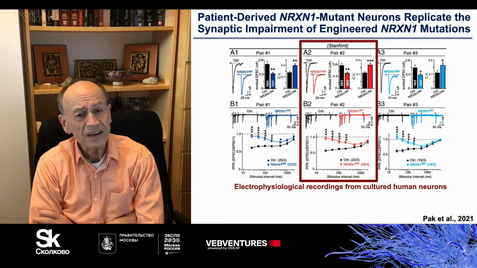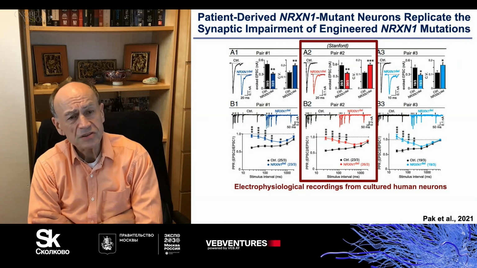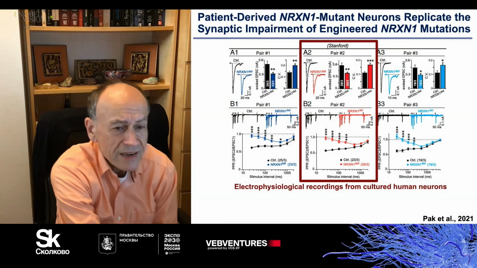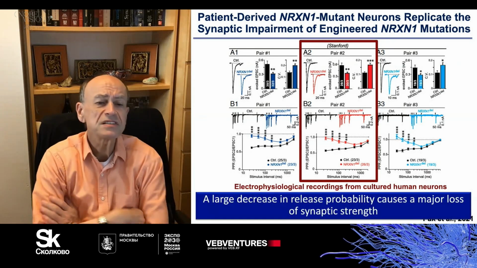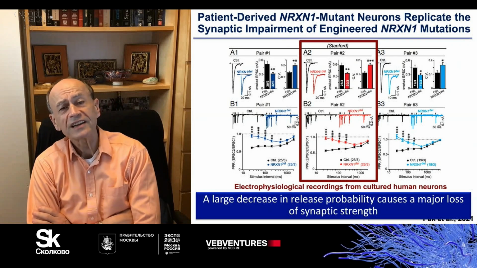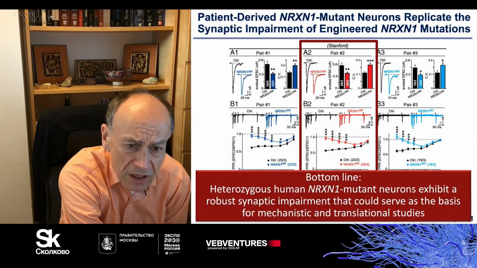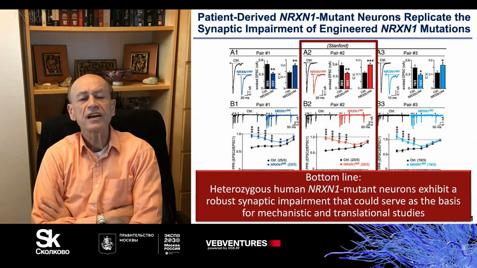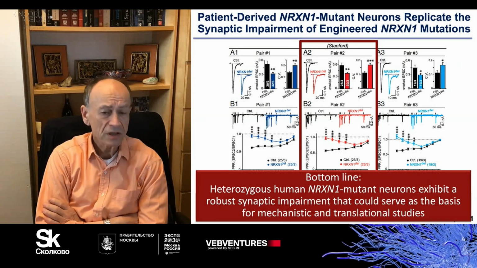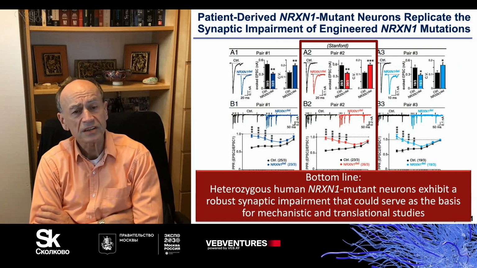So what we see here then is that there is a massive impairment in synaptic transmission that is induced by this heterozygous mutation, and that it might explain the predisposition of these patients to neuropsychiatric disorders. In summary, what this particular project illustrates is that heterozygous human neurexin-1 mutant neurons exhibit a robust synaptic impairment that could serve as the basis for mechanistic and translational studies.